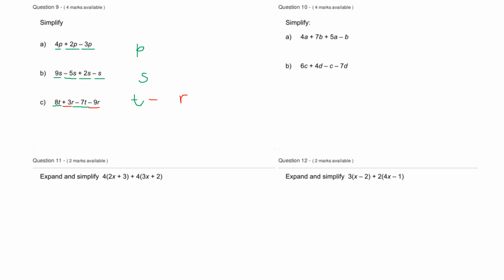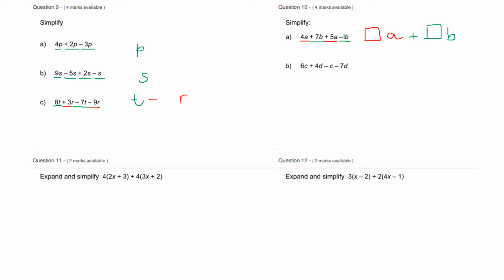Same on question 10, we've got different terms in the question. So we've got 4a plus 5a, so you're going to end up with something a, and then we are adding 7b, but we're taking off, remember that secret one, we're taking off 1b. So we're going to have something b.